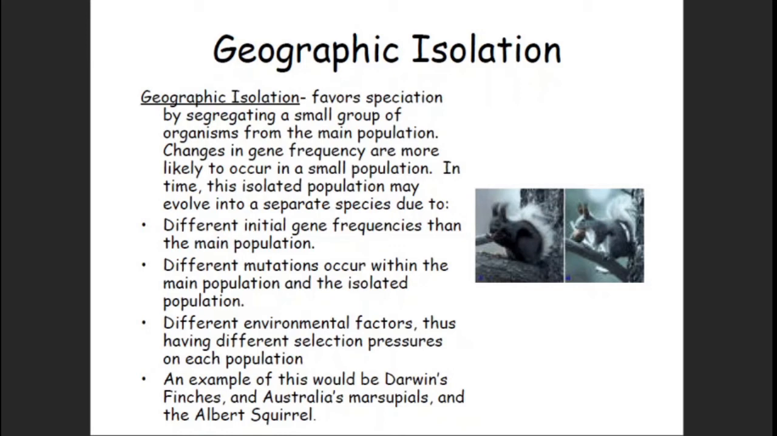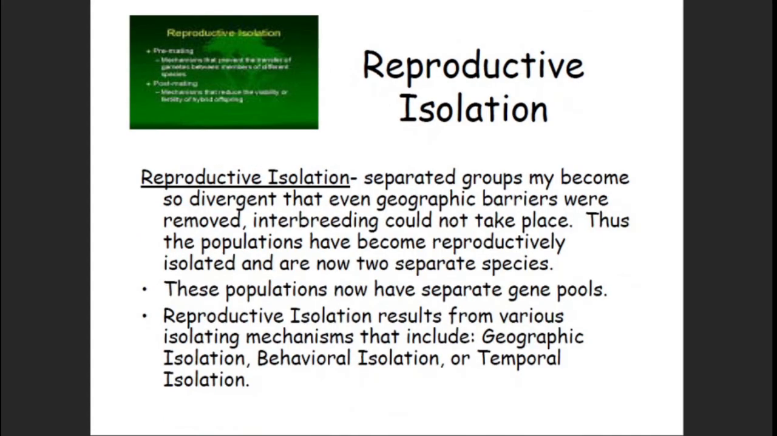Different mutations occur within the main population and the isolated population. This is another reason. Say organisms from a mainland have moved to a new land, mutations occur in both, and they have evolved differently. Next, different environmental factors, thus having different selection pressures on each population. Examples of this would be Darwin's finches, Australia's marsupials, and Abert squirrels. So these are some examples of geographical isolation.